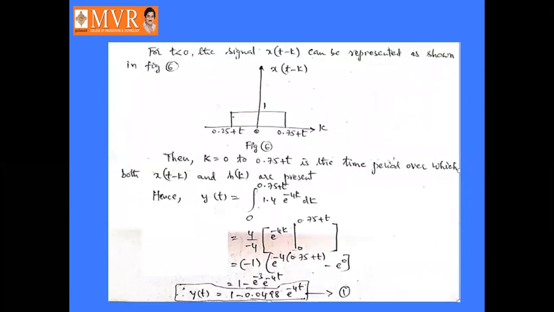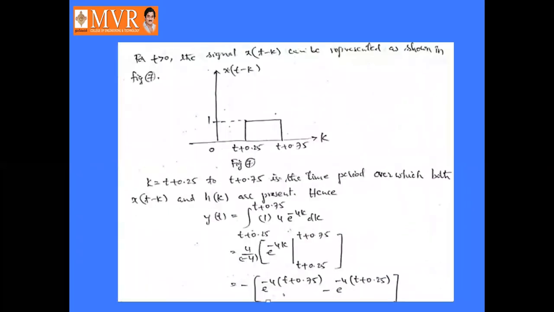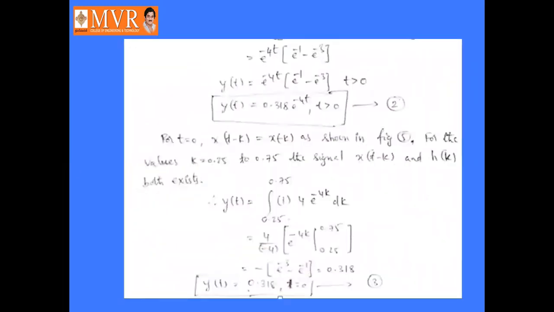For t less than 0, we get y of t equal to 1 minus 0.0498 into e power minus 4t, and for t greater than 0, we get y of t equal to 0.318 into e power minus 4t. For t equal to 0 we have to solve this one. So x of t minus k, by putting t equal to 0, becomes x of minus k.